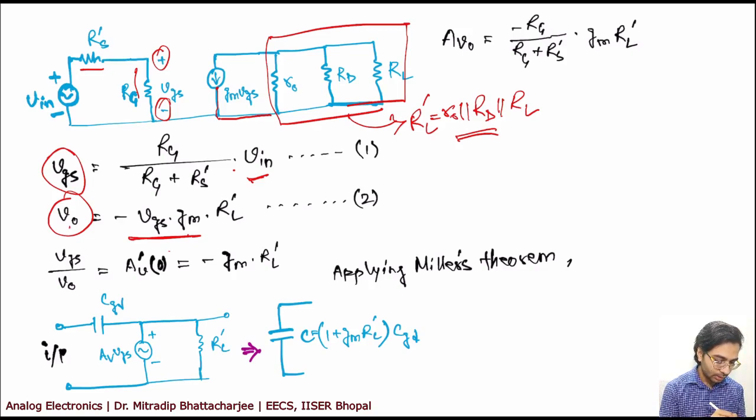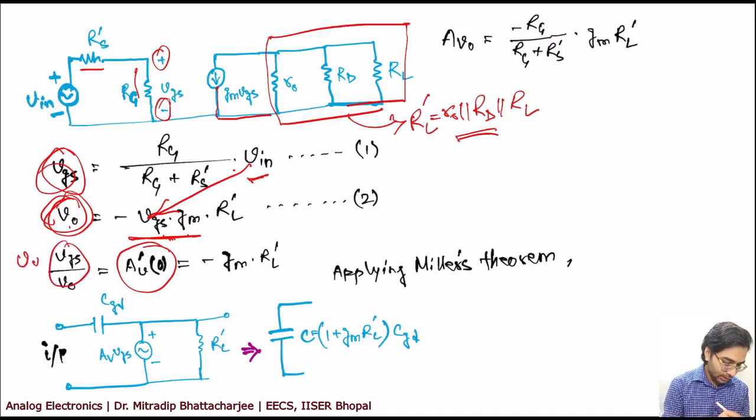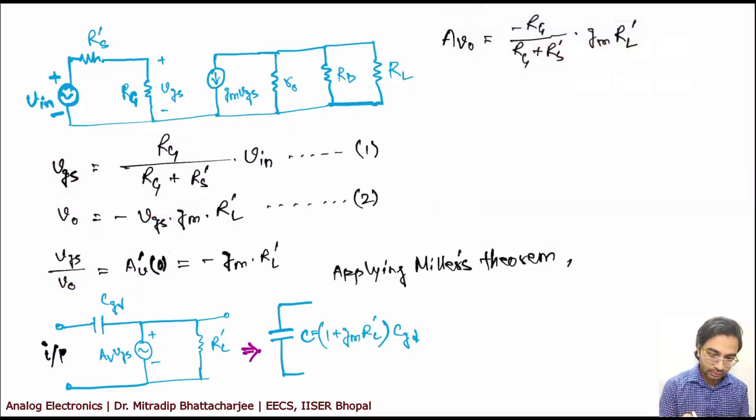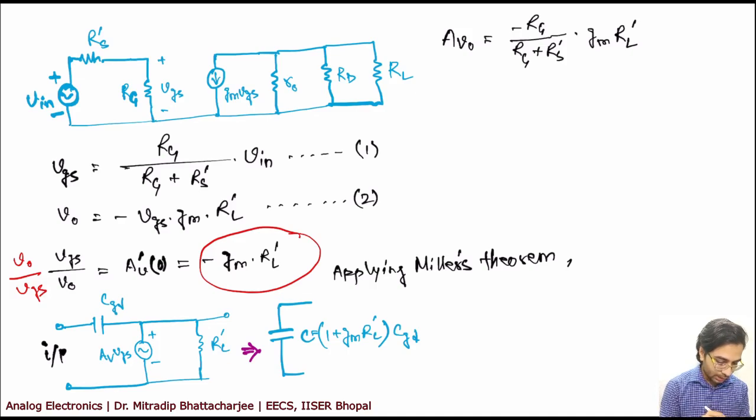This will be your AV dash, right? So from there, after replacing this VGS value over here, you can calculate also V0 by Vin. Or from this you can calculate the V0 by VGS. There is a small mistake, this will be V0 by VGS. Please note that this will be V0 by VGS. So it will be minus GM RL dash.